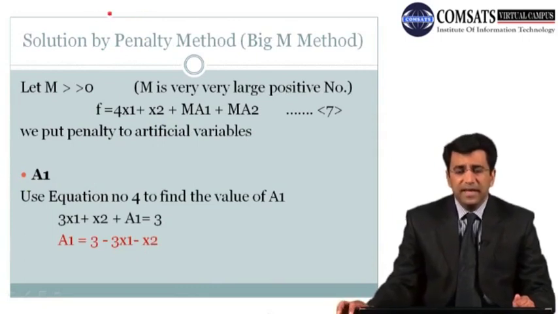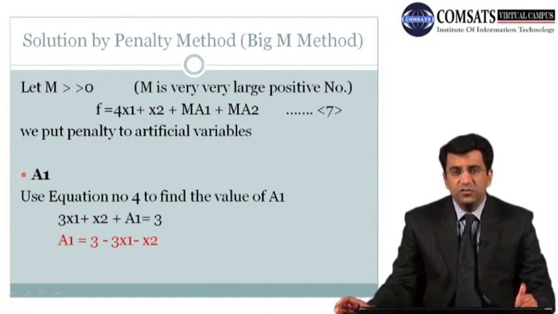Okay students, let M be a very large quantity, and we have introduced another variable that is represented by M, and we suppose that M is a very large number, that is M is very much greater than 0. We will have to use that big M in our objective function, and now our objective function will become f is equal to 4x1 plus x2 plus Ma1 plus Ma2, and this will be our equation number 7.